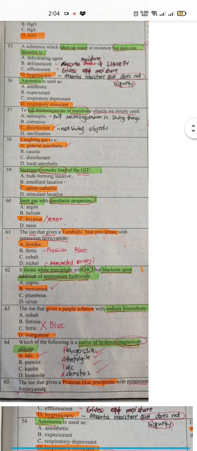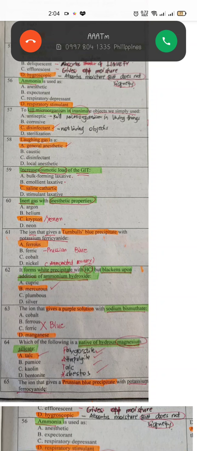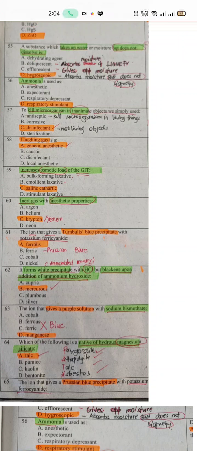Number 64, which of the following is a native of hydrous magnesium silicate? Which of the following is a native of hydrous magnesium silicate? That is your talc. And lastly, number 65, the ion that gives a Prussian blue precipitate with potassium ferrocyanide, that is your ferric salts.